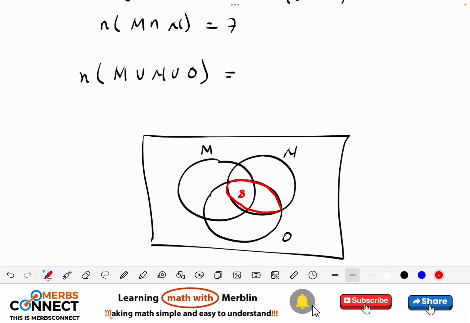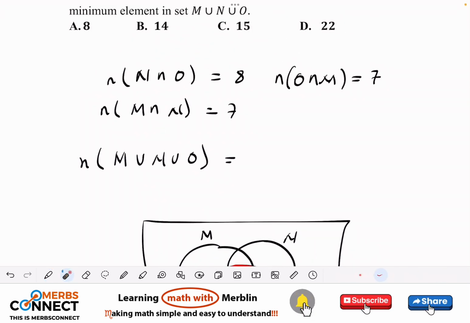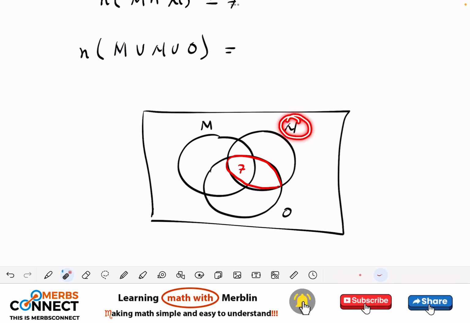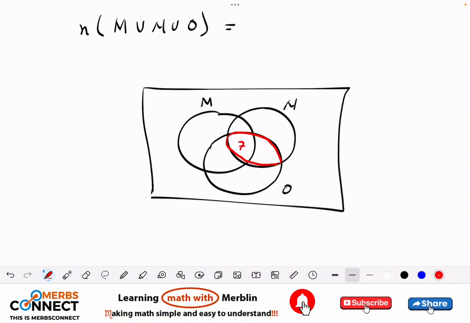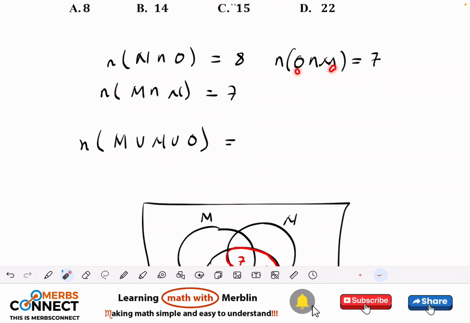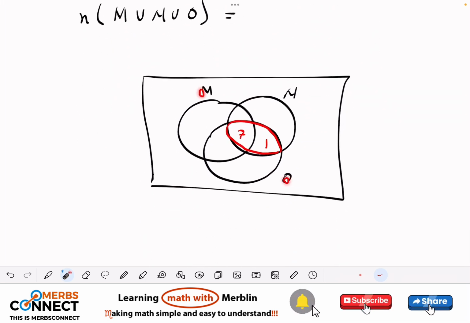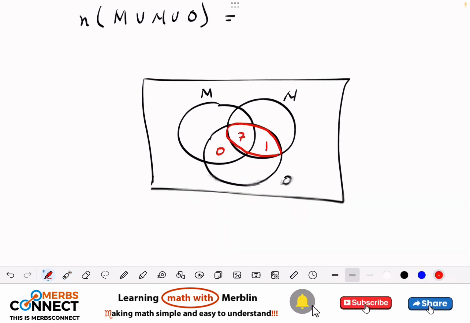no, this one's supposed to be 7, because the value common to all of them here is 7, and we have 7 here. So that when I pick N and O, I'm going to have this one to be 8. So it means that here should be 1. So that 7 plus 1 will give us the whole of N intersect O. Now what is O intersect M? M and O is kind of here, right? But they are 7. So since we have 7 here already, then what should be here? Here should be 0. Do you get it? Yes.